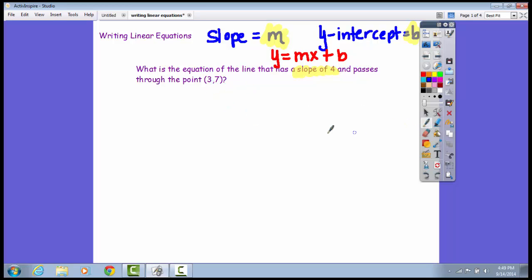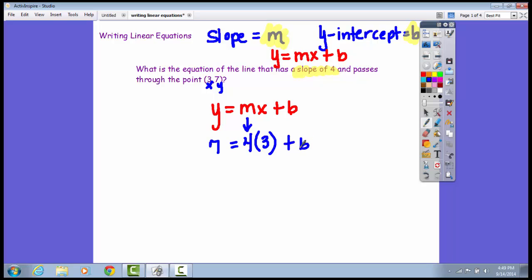So in order to do this, I'm going to take that equation of y equals mx plus b, and I'm going to plug in the components that they give me. They already told me that my slope is 4. They also give me an x and a y value. The x value is 3. I will plug it here beside the m value, and my y is 7. This particular ordered pair works for this linear equation, therefore I can plug it in and solve for b.